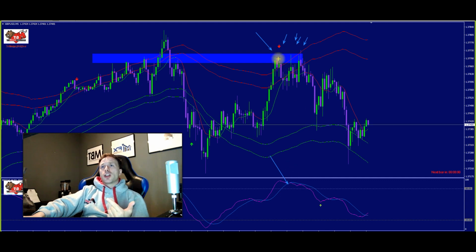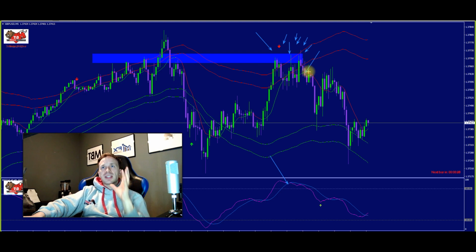Okay, we've got a nice little resistance area. I'm looking at candlestick patterns. We start to close below the TCA line. It turns red. This would be my perfect entry point into the market.